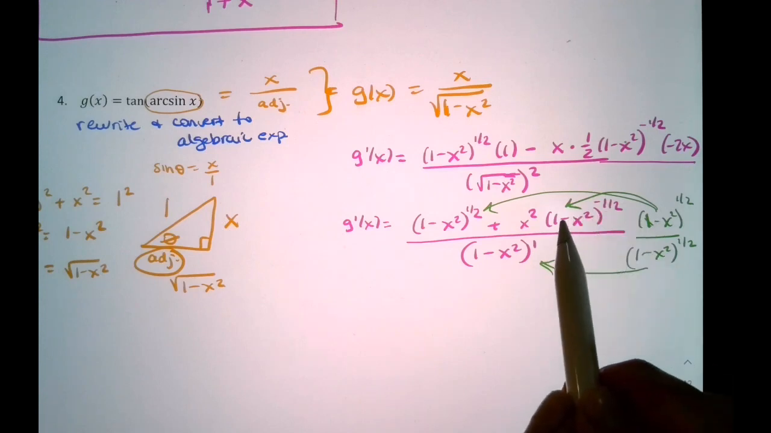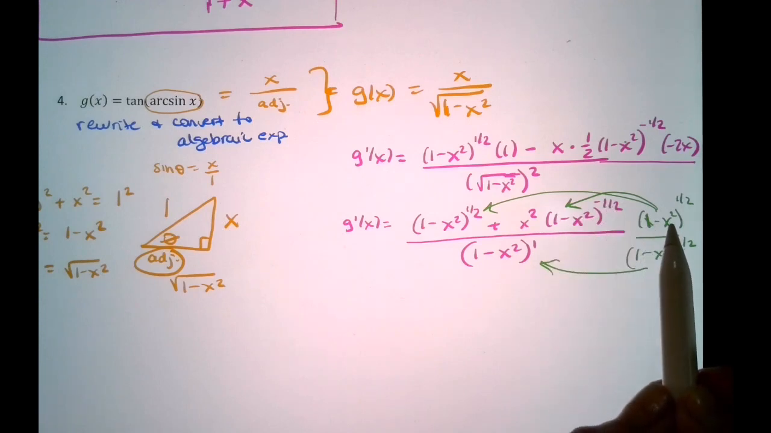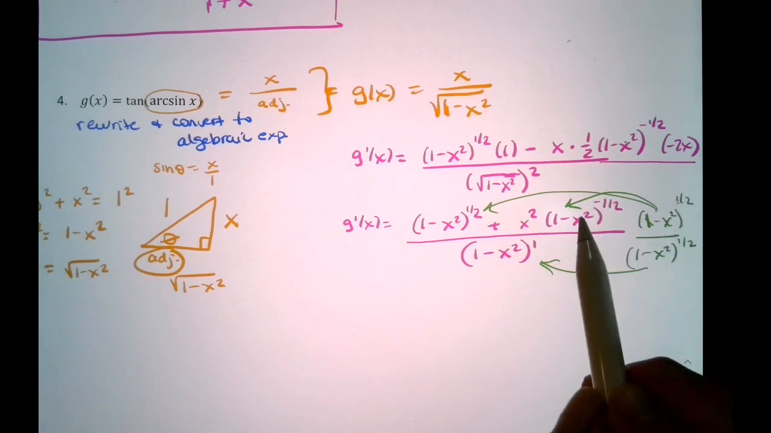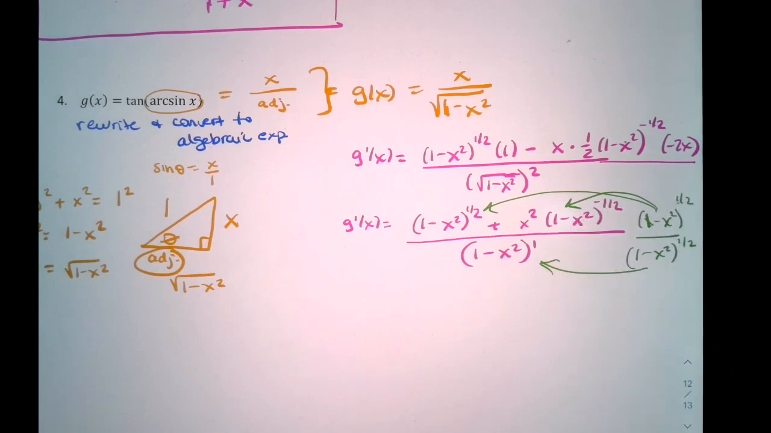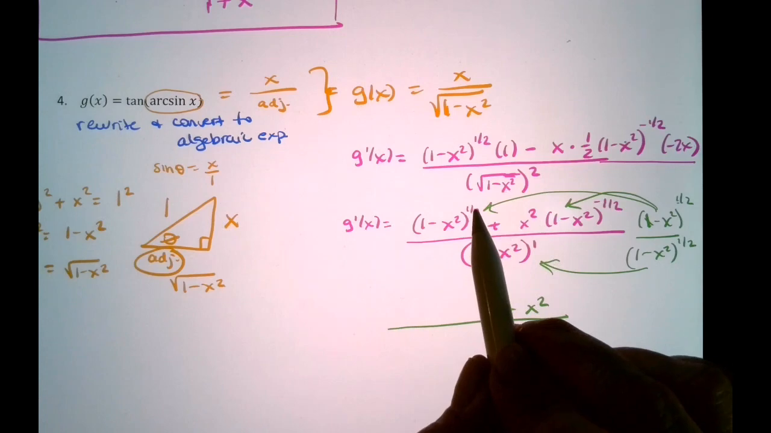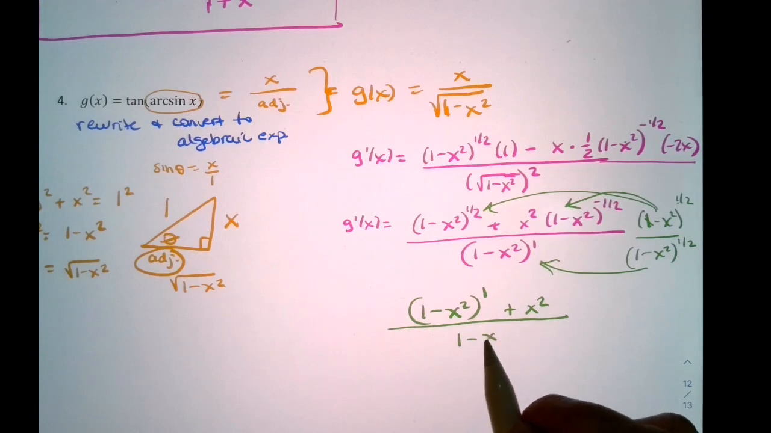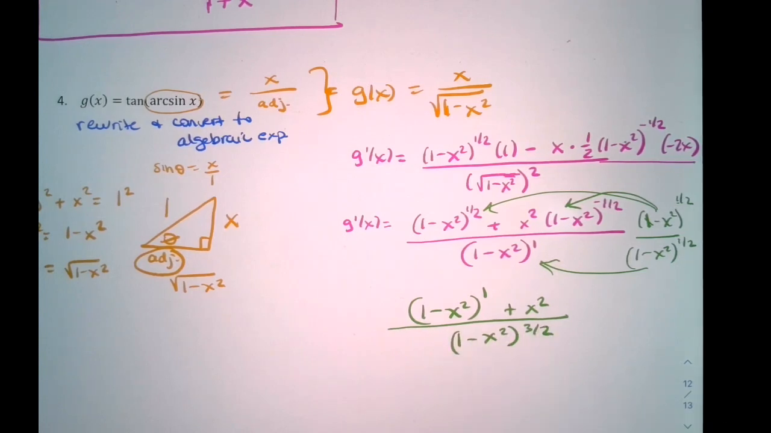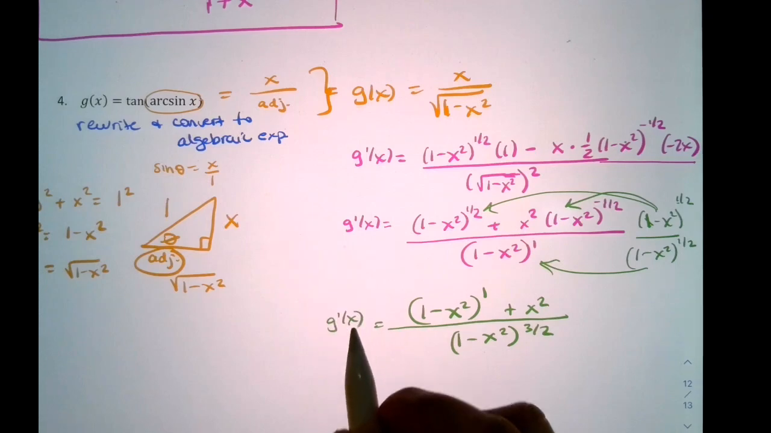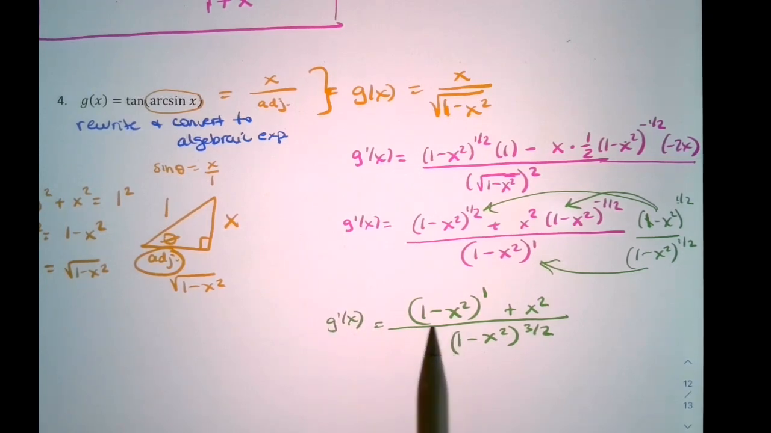So 1 minus x squared to the negative 1/2 times 1 minus x squared to the positive 1/2. This is where you add exponents. That's 1 minus x squared to the 0. That's just 1. Now when I multiply it to the first guy, that would give me 1 minus x squared to the first. And when I multiply it to the bottom guy, it gives me 1 minus x squared to the 3/2. So when I kind of clean up that numerator, you have 1 minus x squared plus x squared. That's just 1. G prime of x is 1 over 1 minus x squared to the 3/2.